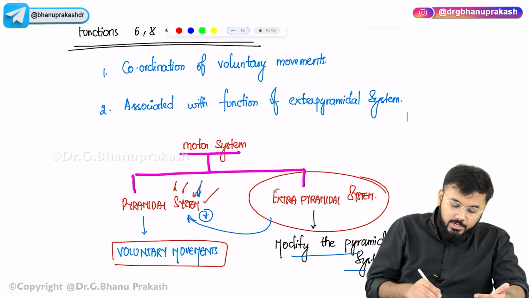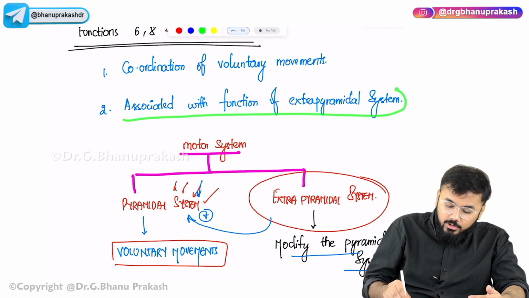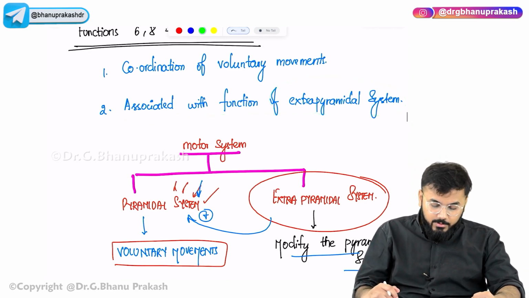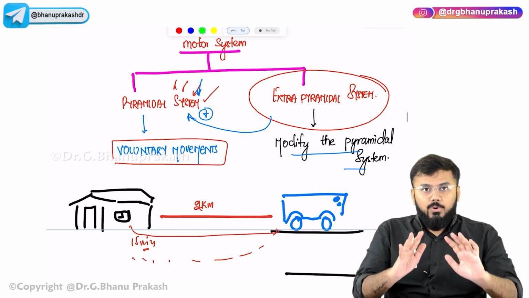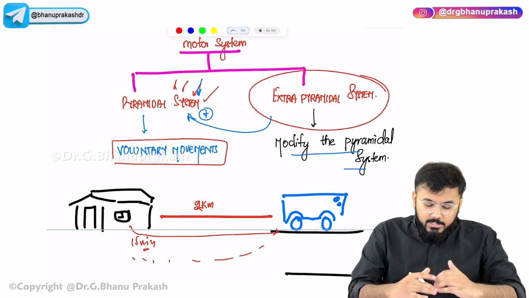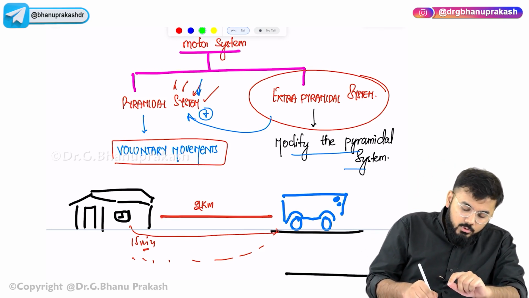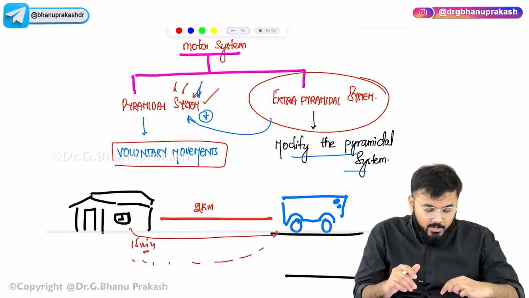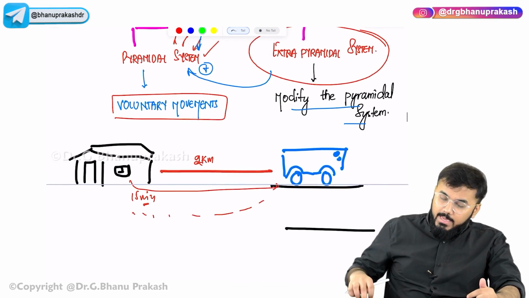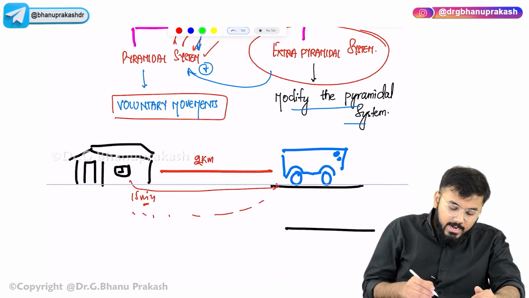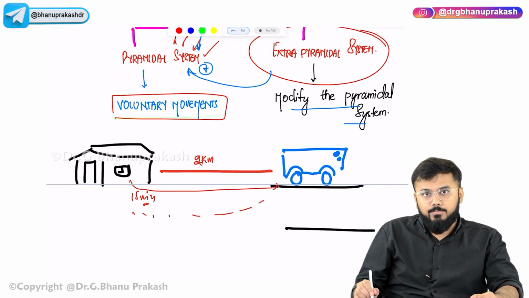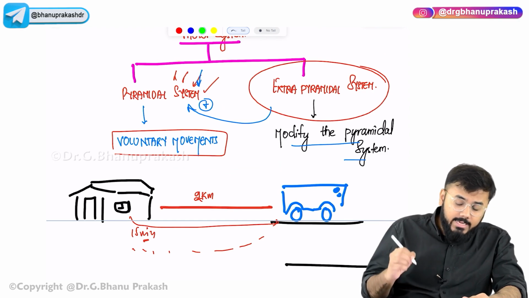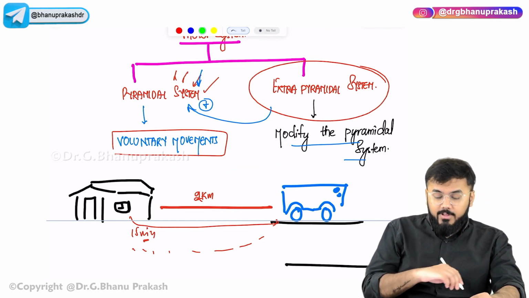What is the second action? It is associated with the function of the extrapyramidal system. Now, basically, you need to understand that the motor system is divided into two parts. One is called the pyramidal system and the other one is called the extrapyramidal system. For example, any kind of voluntary movements come under the pyramidal system. Okay? And what does the extrapyramidal system do? That will modify the pyramidal system.